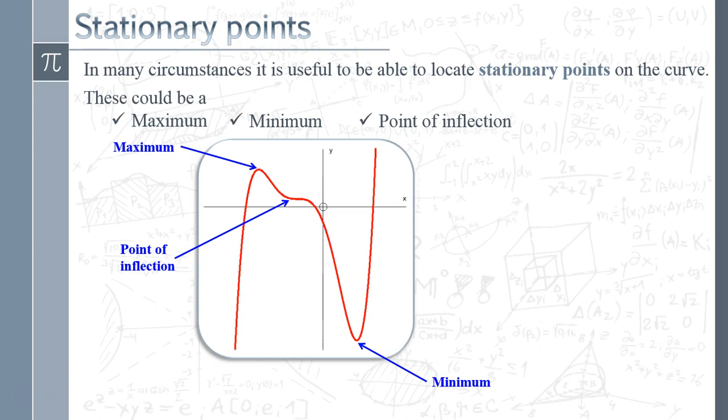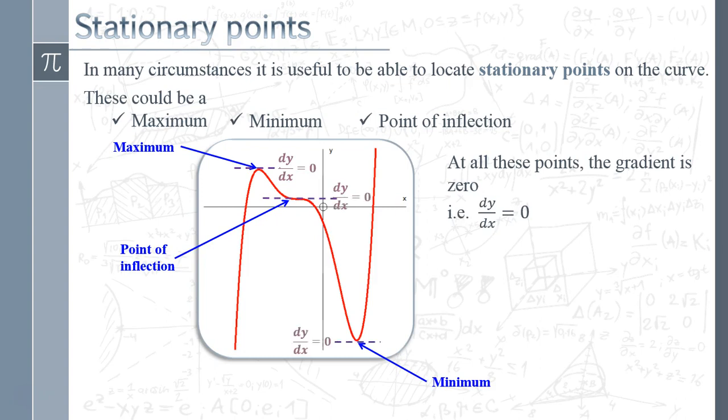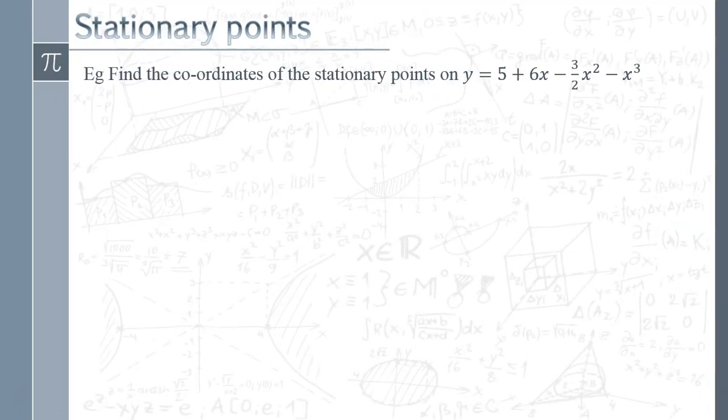And the key thing that all these points have in common is that they all have a gradient of 0. So what we're saying is dy/dx, the gradient at those points, is 0. And if we know the gradient is 0, as you've seen from previous videos, we'll be able to figure out where those points are. So let's have a look.